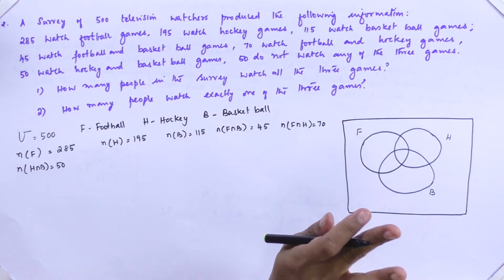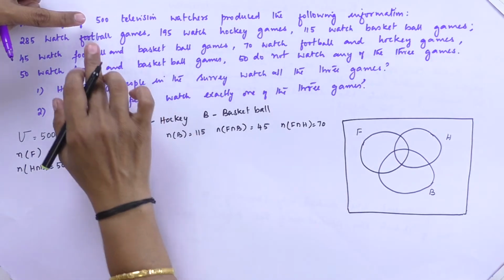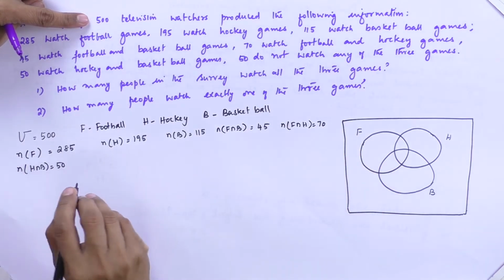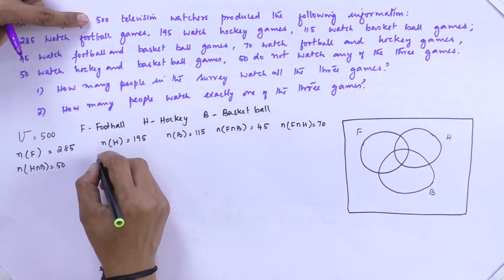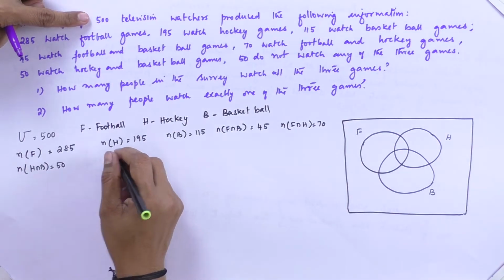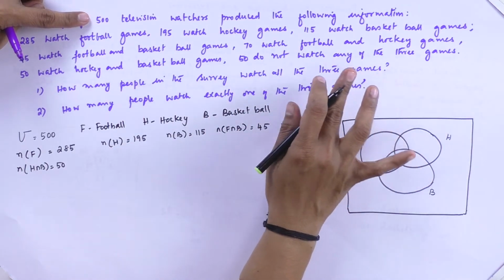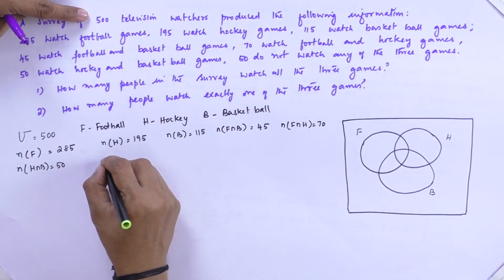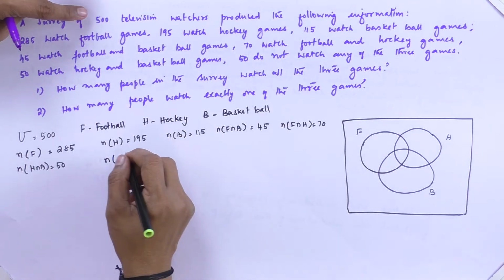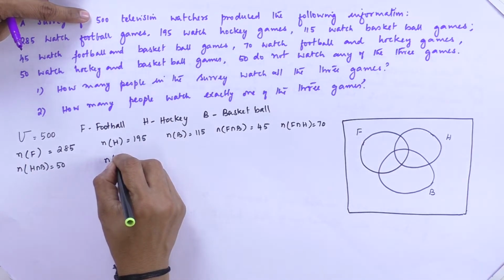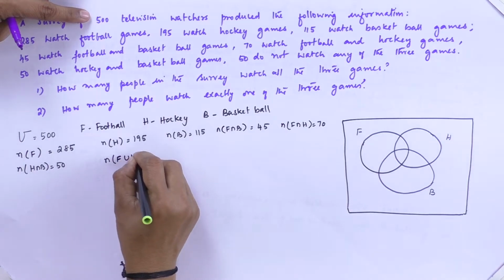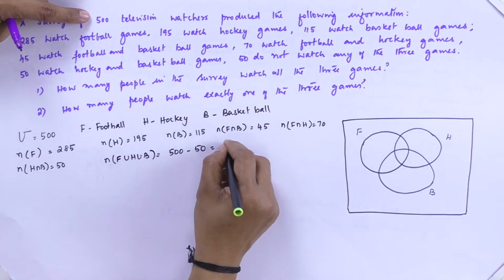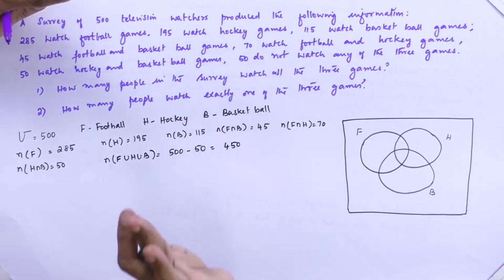50 do not watch any of the 3 games. So there are 500 television watchers, among which 50 do not watch at all. How do I say it? It is the complement only. The number of persons who will watch the games, either football or hockey or basketball, will be equal to 500 minus 50, which is 450. 50 do not watch, it is given.